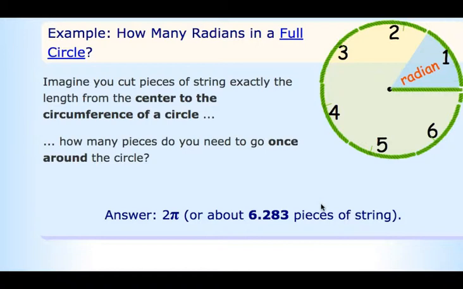So you know how pi is 180 degrees? 2 pi is 360 degrees. So a full revolution is 360 degrees in degree measure. But in radian measure, a full revolution is 2 pi.